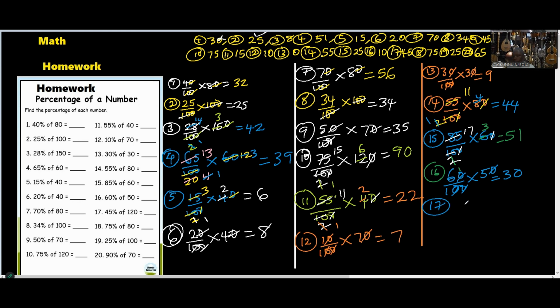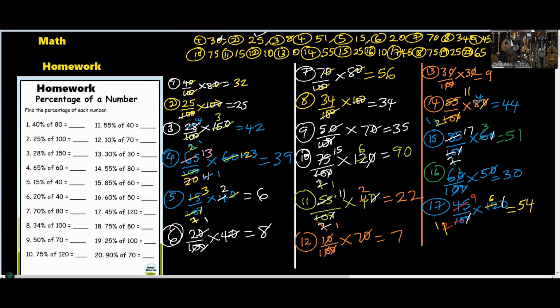Number 17, we have 45% of what? 120. So 1 zero cancels 1 zero. Then we have 5 here, 9; 5 here, 2. 2 can still divide what? 12, right? 2 here, 1; 2 here, 6. So what is 9 times 6? 54. That's your answer.